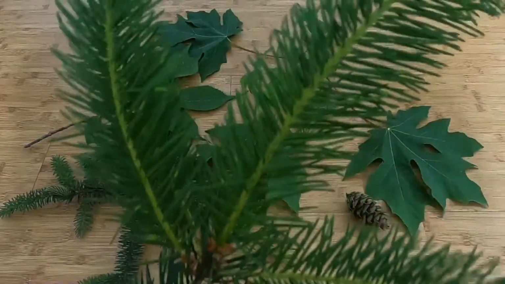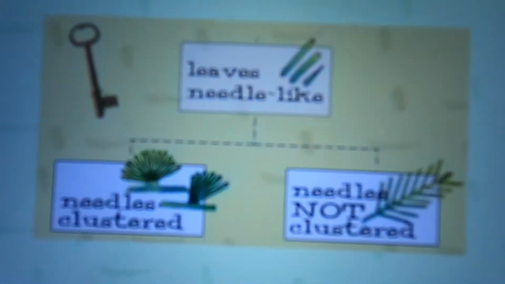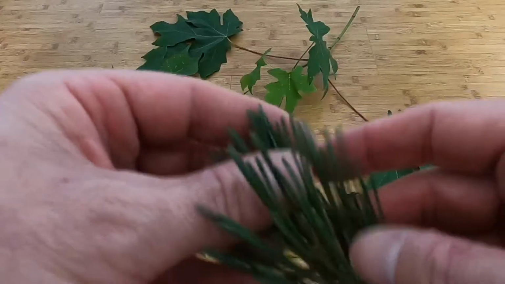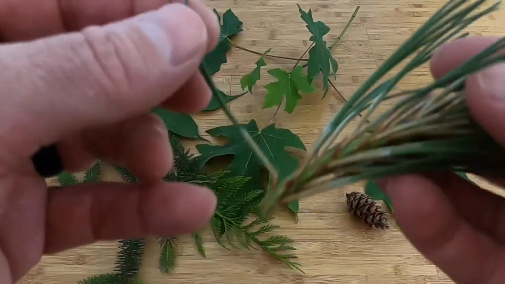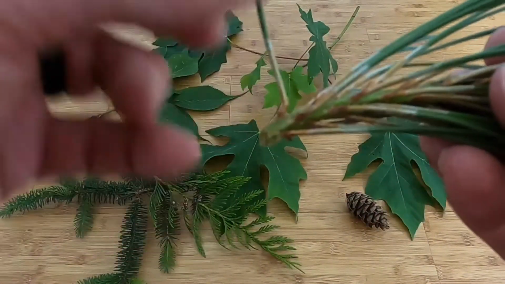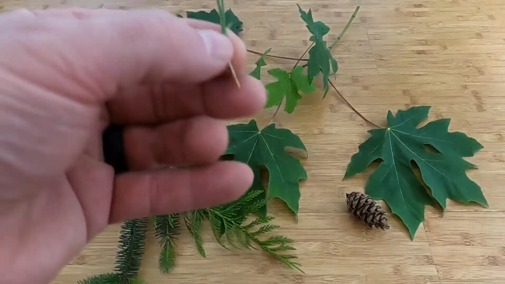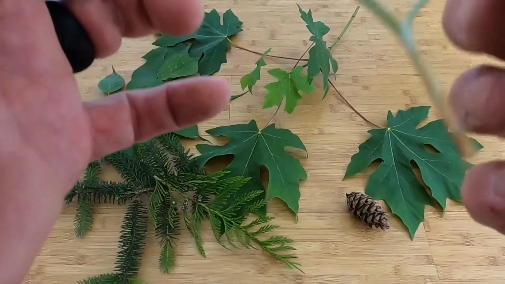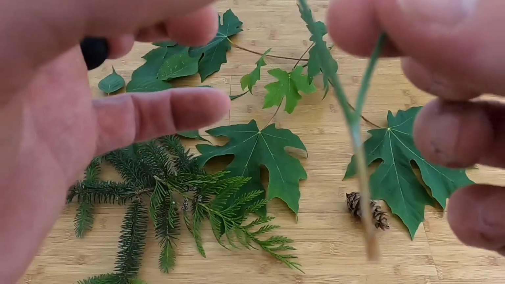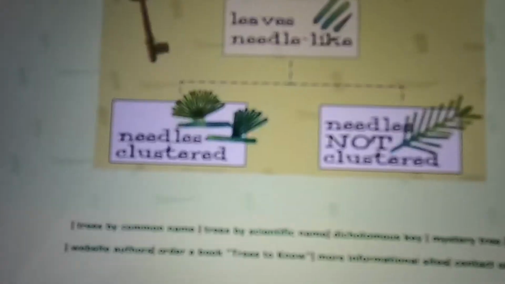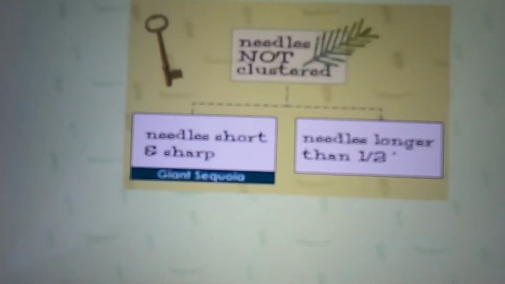The next question you have to ask yourself, are the needles clustered or are they single? So I have an example right here of what a cluster looks like. If I take and look really close and I look at these needles and I grab a tuft of them and pull them off, what I have are little bunches, I have two attached together. So these tend to come in 2 to 5 clusters or more. So the needles are not clustered.